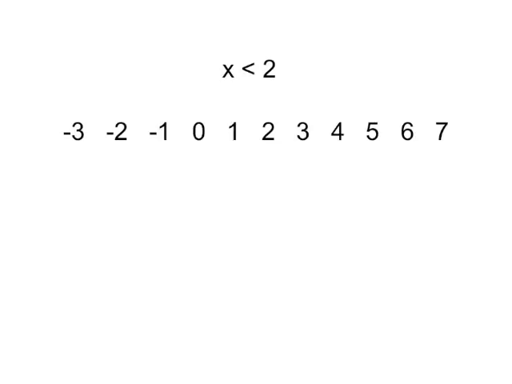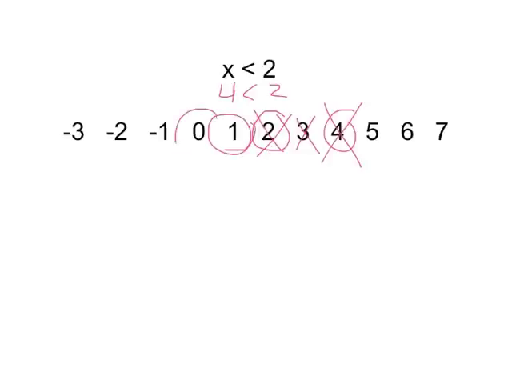Here's one. x is less than 2. Well, what numbers could that be? Could that be 4? Could 4 be less than 2? No. Could it be 3? No. 2? Is 2 less than 2? No. Is 1 less than 2? Yes. So 1 works. Is 0 less than 2? Yeah. All these numbers this way work.